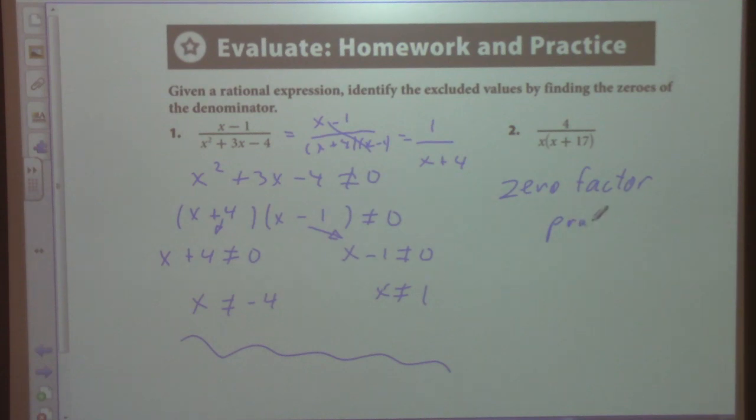What is a zero factor property? That you can set anything you want, pretty much, to 0. The zero factor property is anything times 0 equals 0. That's all it is. And so therefore, this will not equal 0 if either of these is not equal to 0. So that's the zero factor property of algebra.